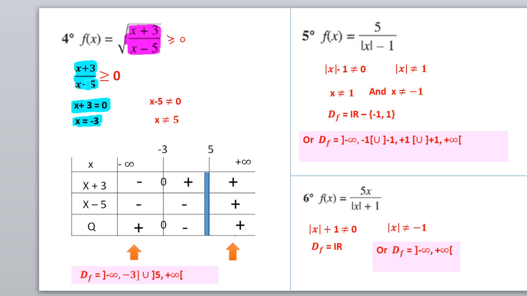X minus 5. What makes x minus 5 zero? It is 5. But x of course should not be equal to 5, because x minus 5 is in the denominator. So if x equals 5, it will be over 0. 8 over 0 is not allowed. So x should not be equal to 5. But what makes it 0? It is the 5.